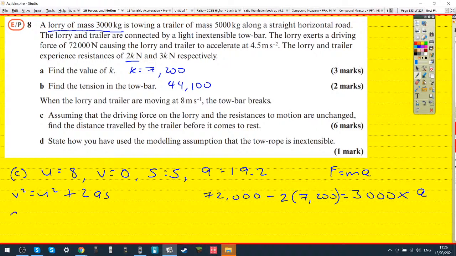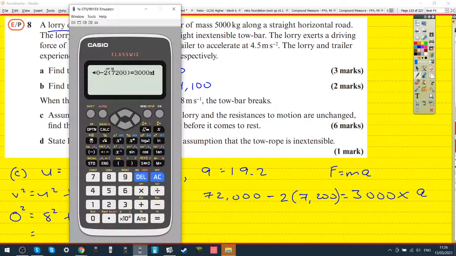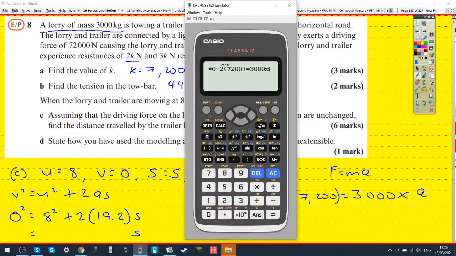And then you do. So I got 0 equals 64 plus 38.4 s. Yeah, you love working out. Just calculator. That's all I do. Once it's a linear equation, it's all the same. But if you insist.